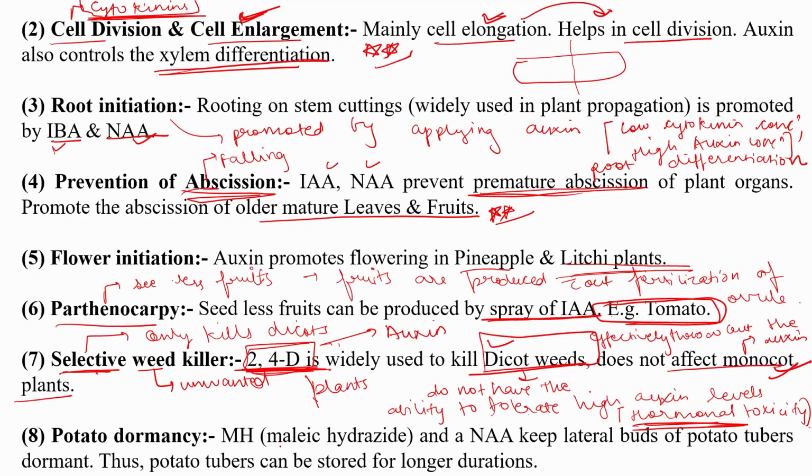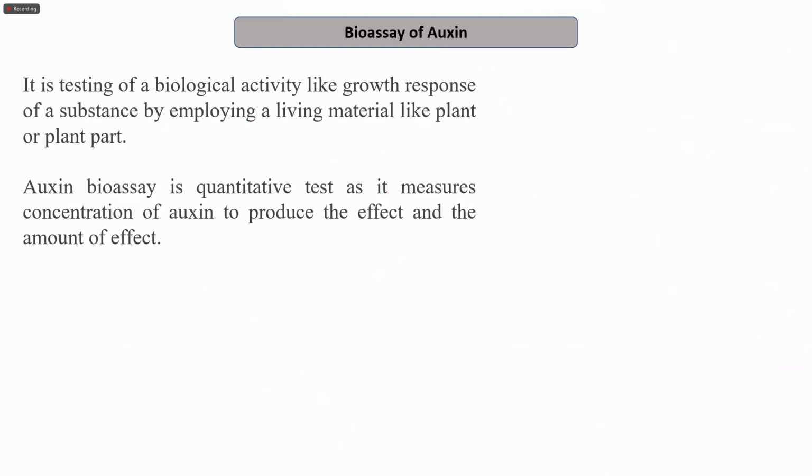Potato dormancy. So MH, which is maleic hydrazide, and NAA keep lateral buds of potato tubers dormant. So we know that this is what? Apical dominance due to the presence of auxin. So lateral buds remain dormant and the potato tubers can be stored for longer duration. So by preventing the growth of the lateral buds, we can prevent the potato tubers from growing and they can be stored for longer duration for future use. So these are certain physiological effects of auxin.